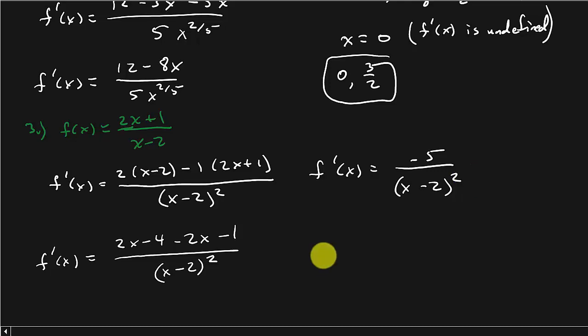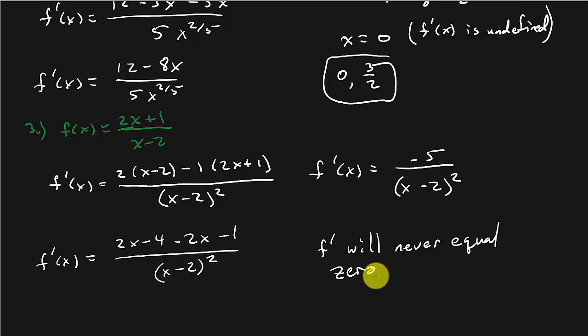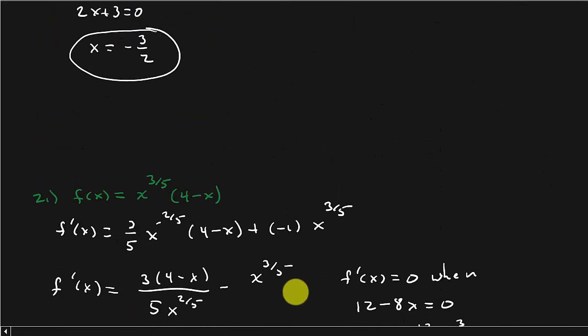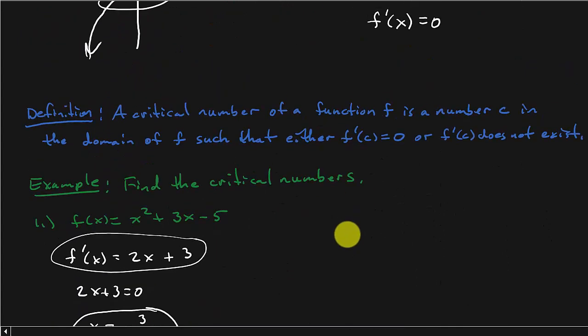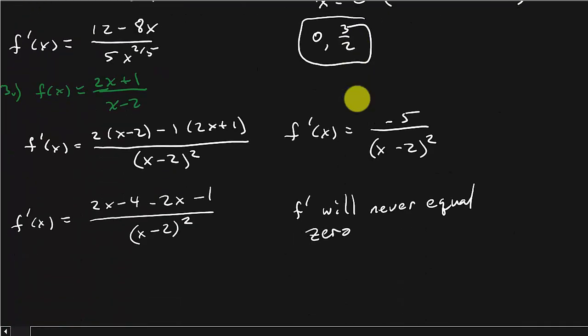All right, so in this case, f prime will never equal 0, will it? Because when is a fraction 0? When the numerator is 0. That numerator is negative 5. It's never going to be 0. Okay? But what did it say? It also said that we have critical numbers where f prime is 0 or where f prime does not exist.